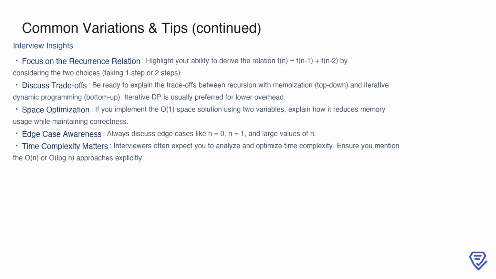If you implement the space-optimized solution using two variables, highlight how it reduces memory usage while maintaining correctness. Always address edge cases like n equals 0 or n equals 1, as well as large inputs, to demonstrate thoroughness. Finally, emphasize the importance of analyzing time complexity. Interviewers frequently expect you to identify and optimize the solution, mentioning O(n), or even O(log n) methods when applicable.